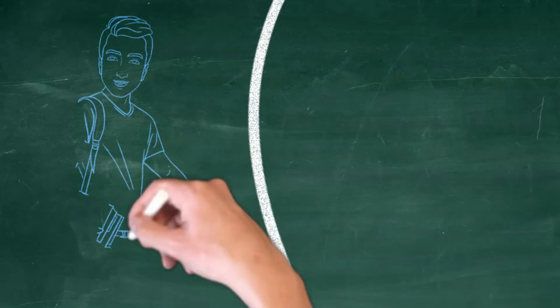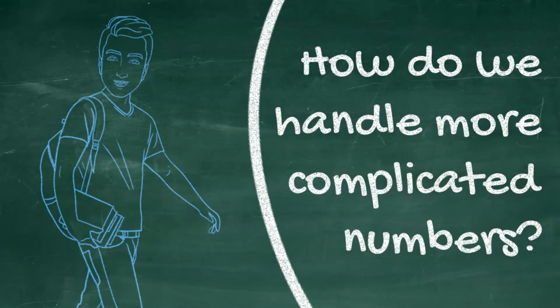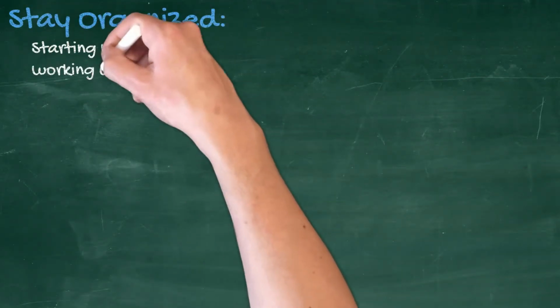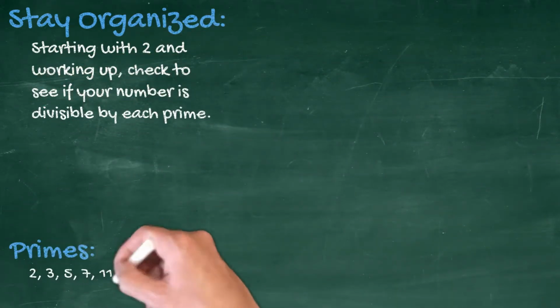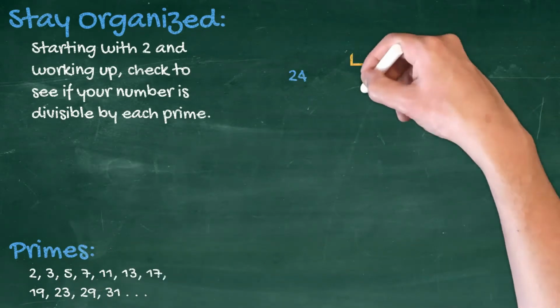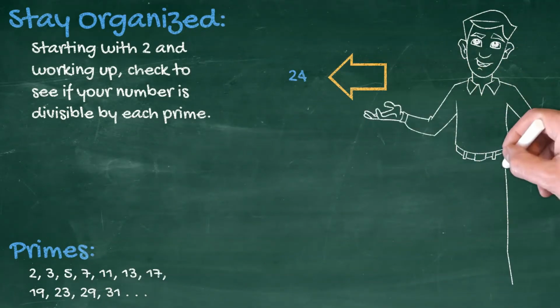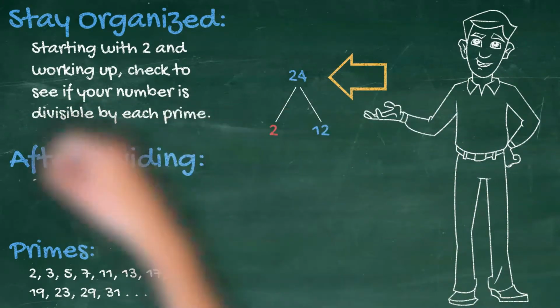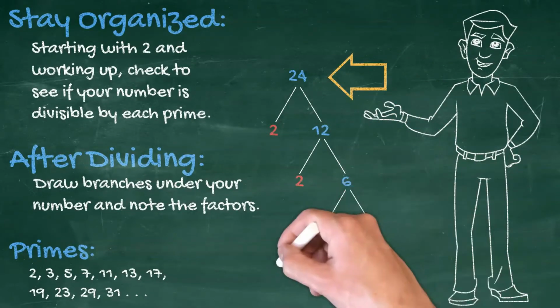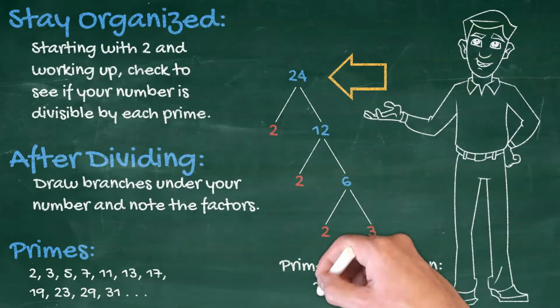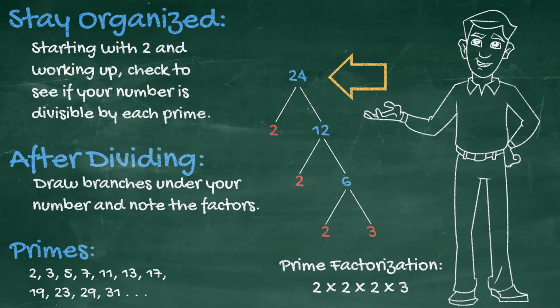9 was easy, but what if we end up with a more complicated number? First things first, don't forget to stay organized. Start with the smallest prime, 2, and divide by 2 as many times as possible until you have a 2 at the end of each branch or another prime number and you can't divide any further, or until the remaining non-prime is not even. Then move on to the next prime, 3, and divide by that as many times as possible. Then 5, 7, 11, and so on, until every number at the end of a branch is prime.